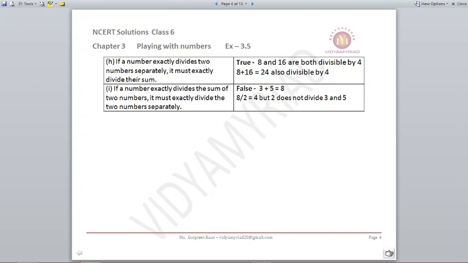So children, if you are finding confusion about what we have to do and how we have to do it, just take examples and then only you will be able to say true or false. Always solve your question with the help of an example. You will get your answer very easily.